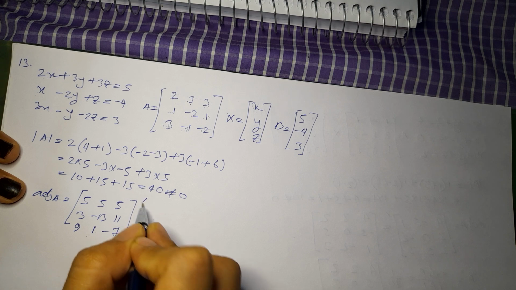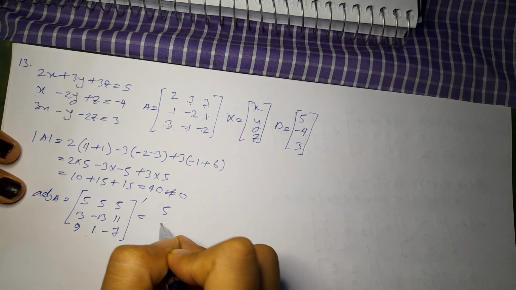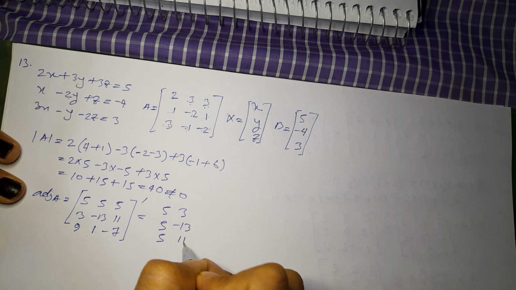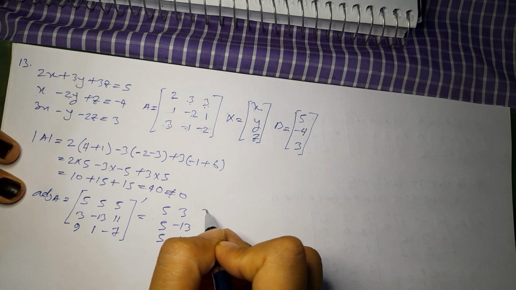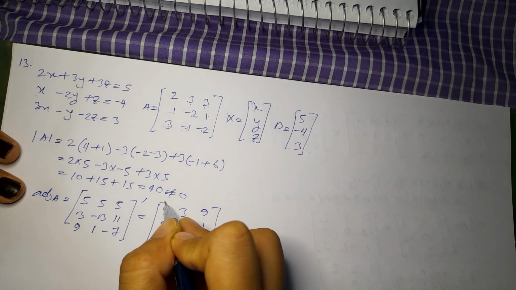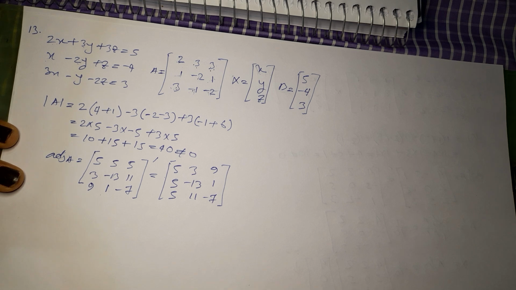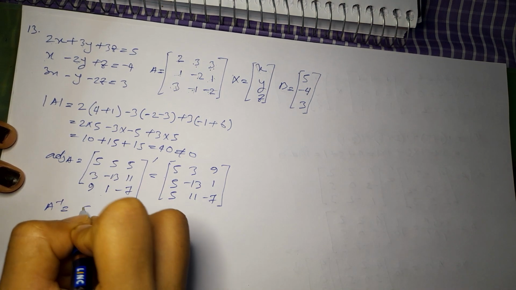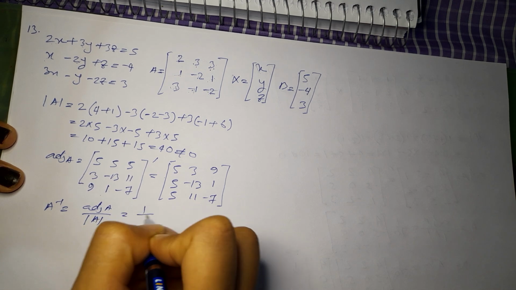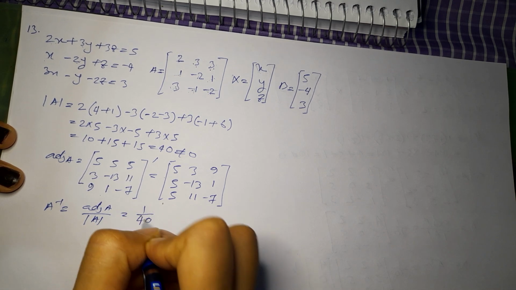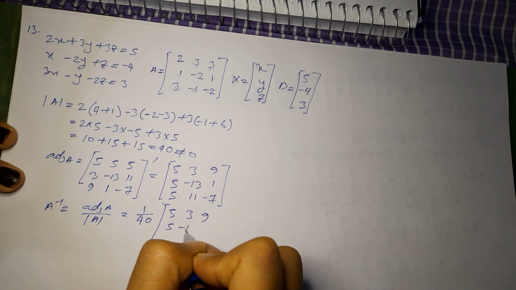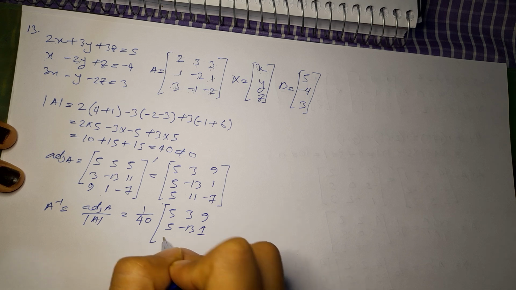So now take the transpose. Transpose means the rows will become columns. 5, 3, minus 13 and 11, that is 9, 1, minus 7. So we got the adjoint. Now we have to find A inverse. A inverse is equal to adjoint of A divided by determinant of A. Determinant is 40, so 1 by 40. The adjoint of A is 5, 3, 9, 5, minus 13, 1, 5, 11, minus 7.